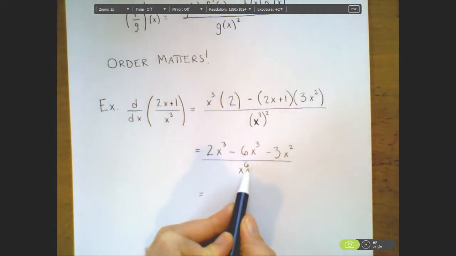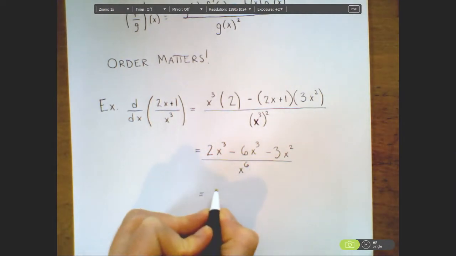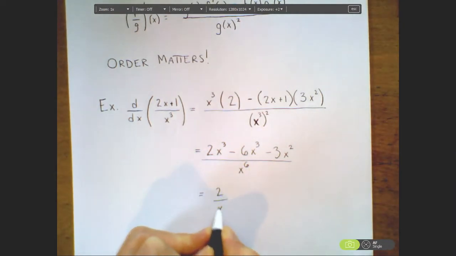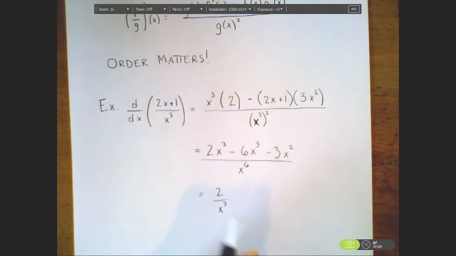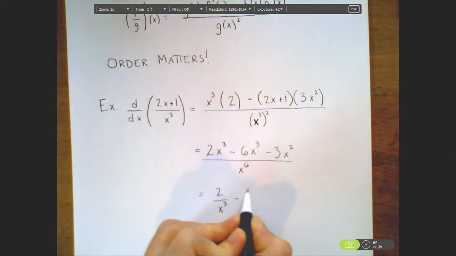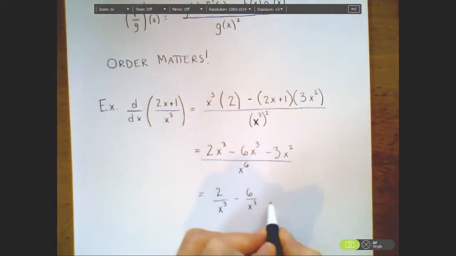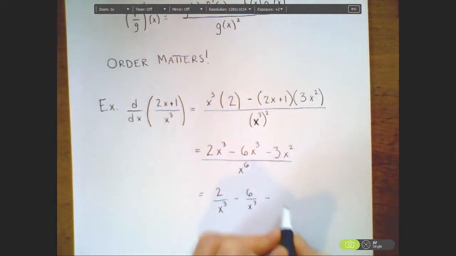2x cubed divided by x to the 6th, 3 of these x's will cancel out, and I'm left with 2 divided by x cubed. And then, I guess I could have combined these terms. It's okay. And then this becomes 6 divided by x cubed. And then this last term, only 2 of the x's cancel out, so this is 3 divided by x to the 4th.